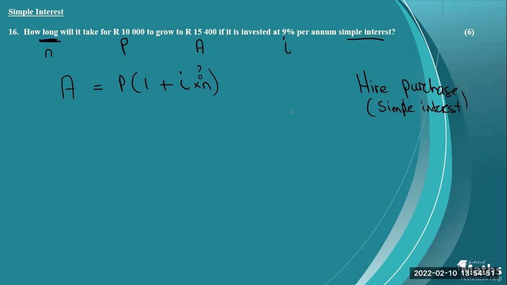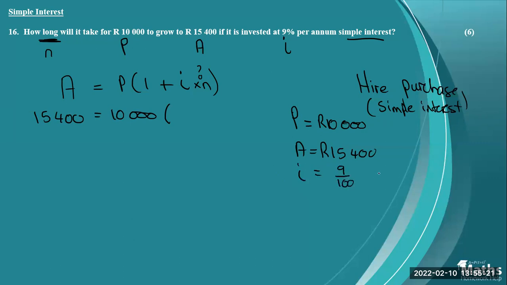How long will it take for 10,000? So also in grade 9, write down your P amount. Write down the A amount if you do have it, because it's going to grow to a final amount of 15,400. And what else do we have? We have the interest. Interest is 9 over 100, or you can figure it out on the calculator. It's 0,09, which is slightly faster because otherwise you must type in a fraction every time. That's 9 over 100 multiplied by N, because we have no idea how long it's going to take us.